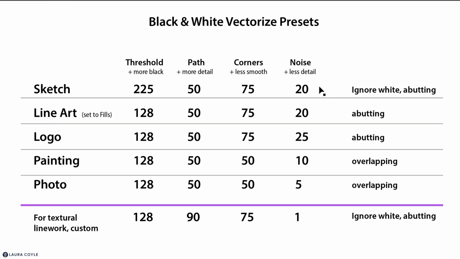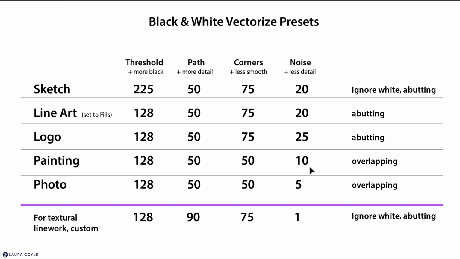And then here we have noise. So the presets here set the noise for sketching and line art and logo at 20, 25. Those are pretty high settings. They don't get you a lot of detail. However, I can understand how on a logo, you know, you don't want a ton of detail. You want fewer little bumps and things. We're not really looking for texture with a logo. We're usually probably looking for a smooth, more geometric tracing.